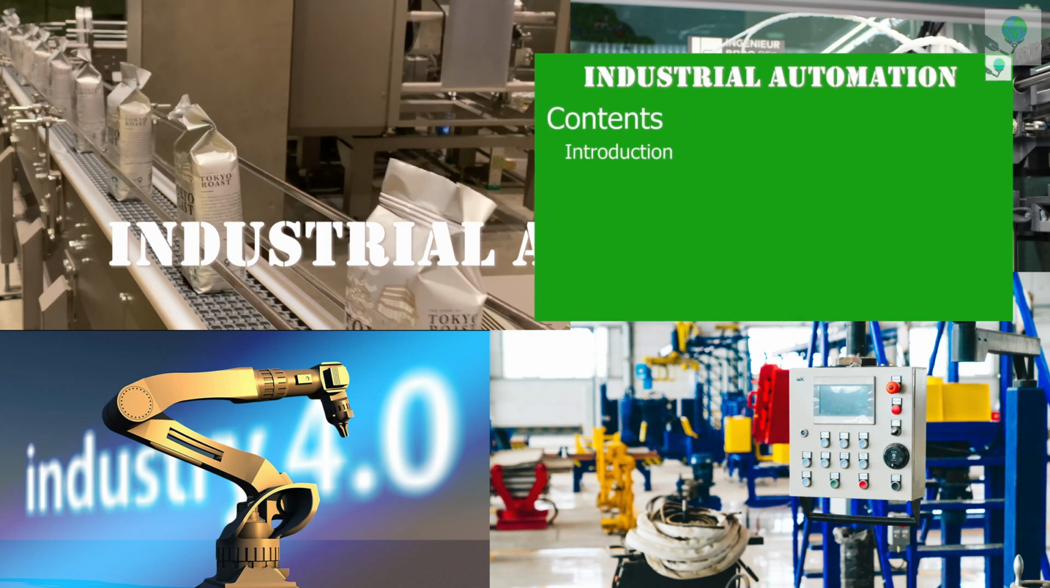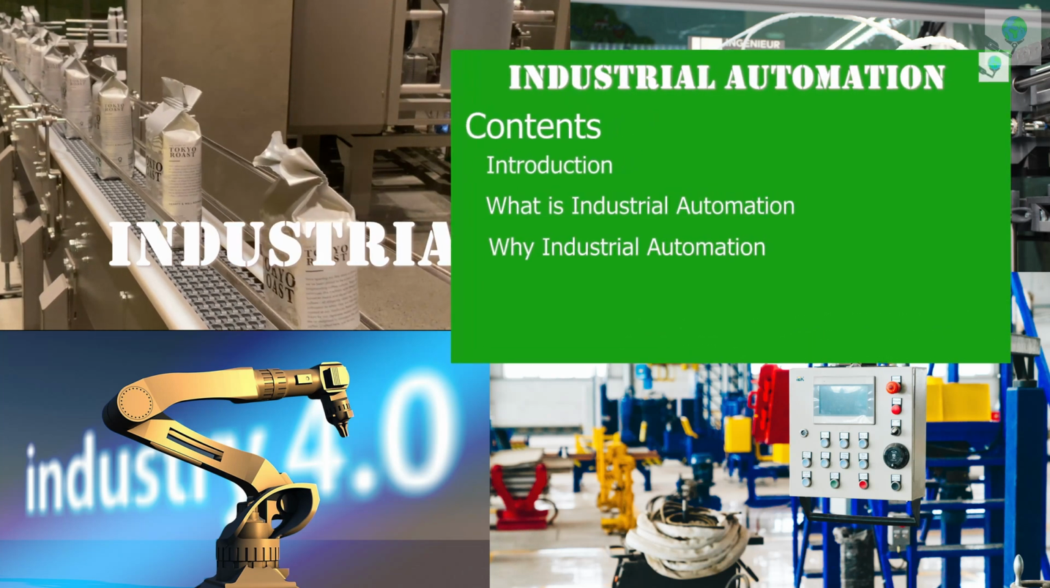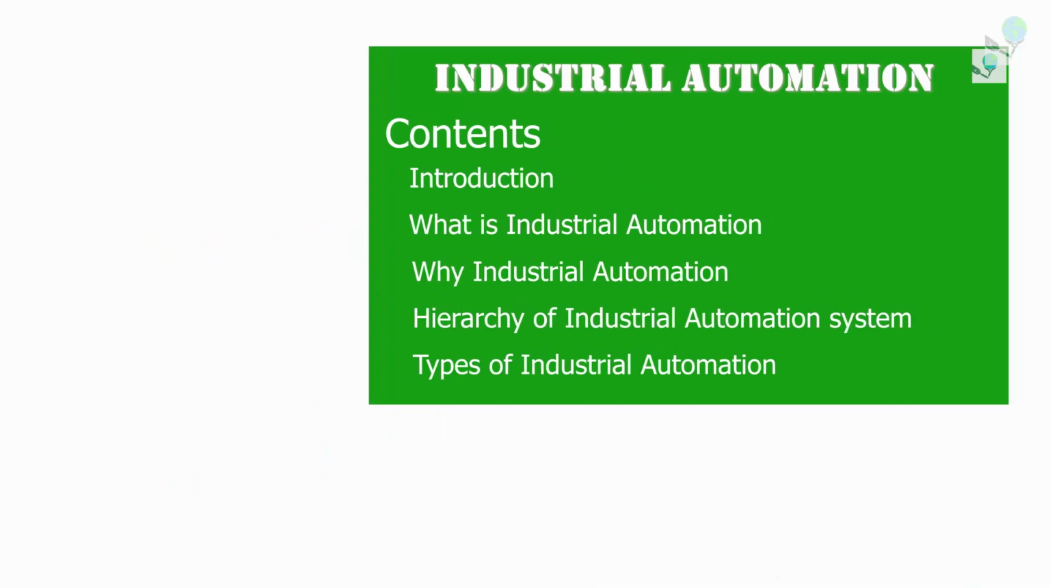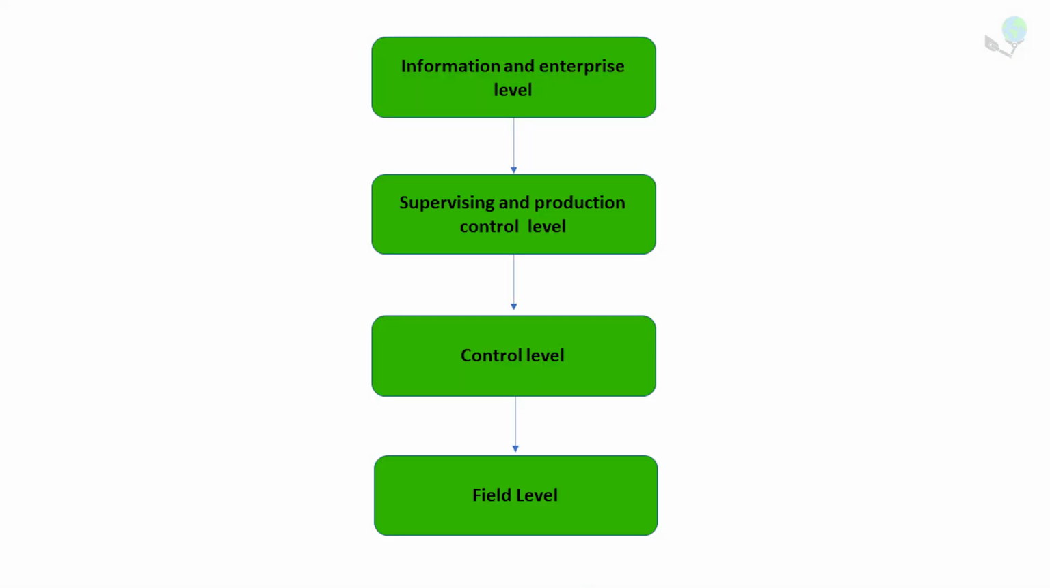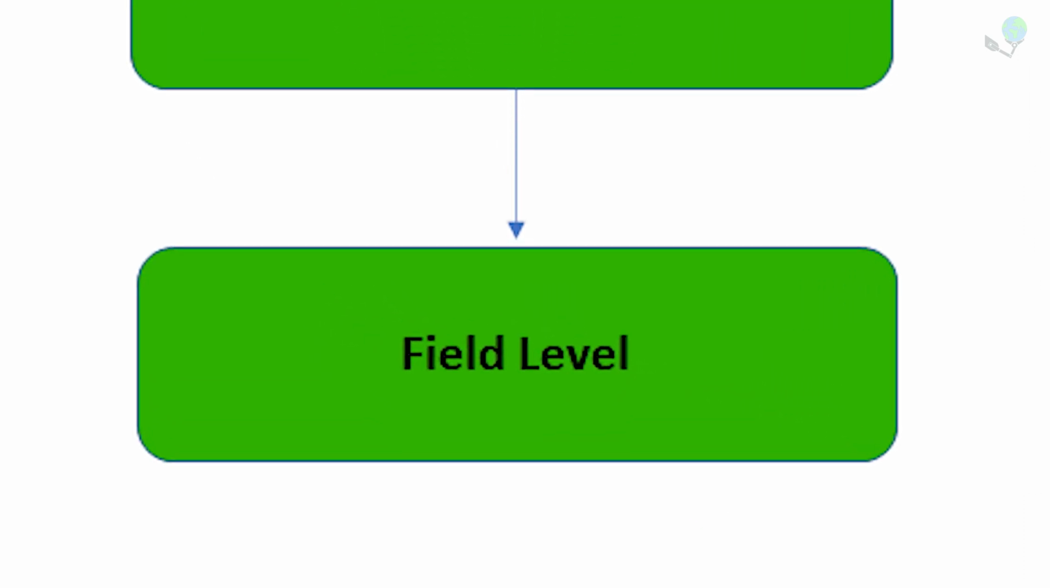Now, we are familiar with industrial automation and some terms in it like the hierarchy, types of industrial automation and all. So the hierarchy or the levels are field level, control level, supervisory level and information level. So in this video, we are going to discuss the importance of field level.